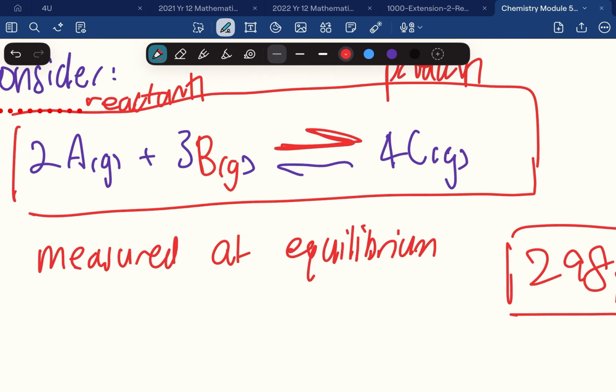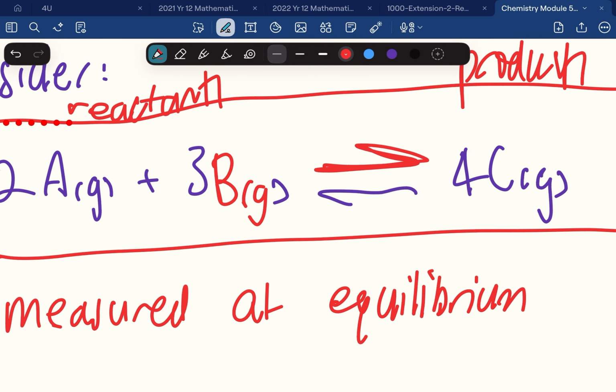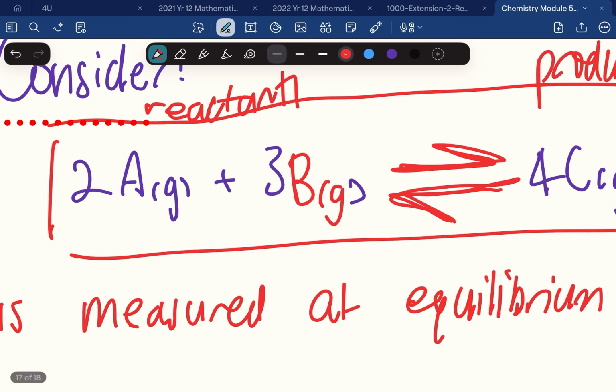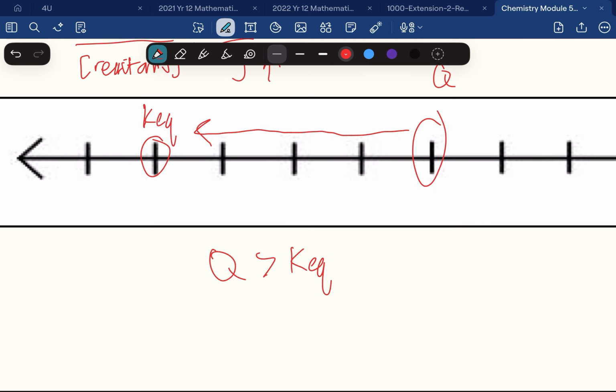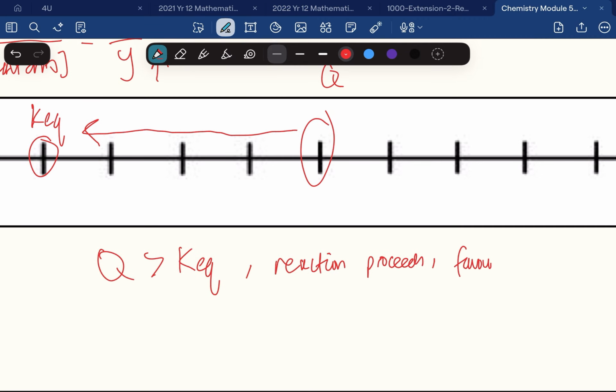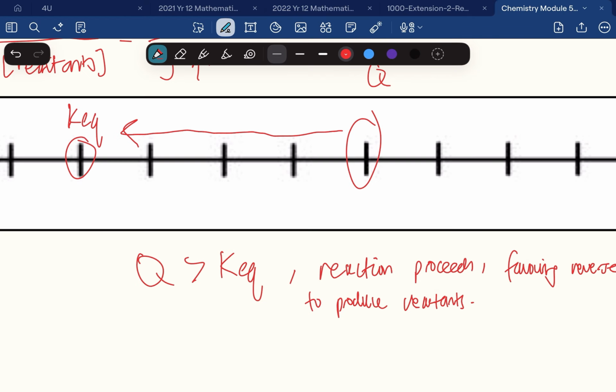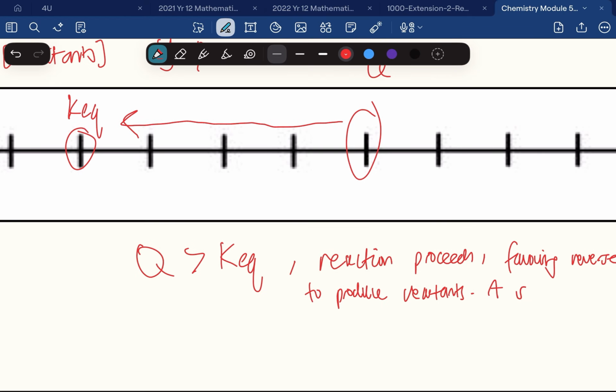So if we look back at the reaction, what does shifting left mean? You follow the arrow that points left. Shifting left means you're favoring the production of reactants. So in this case, the reaction proceeds favoring the reverse reaction to produce reactants. This is called a shift to the left.